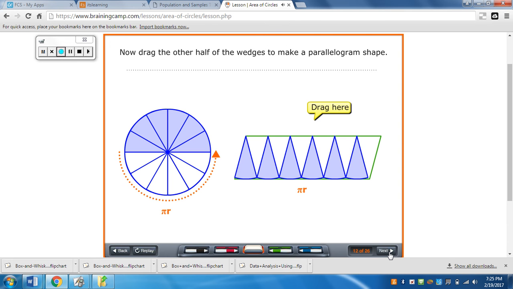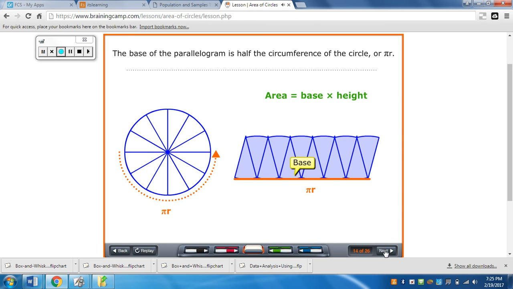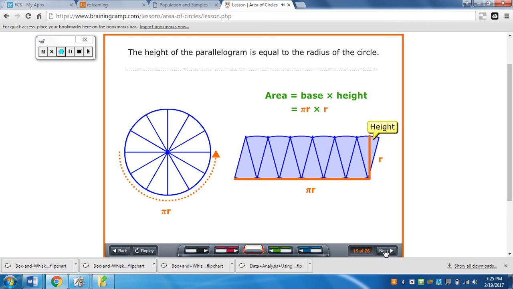Now drag the other half of the wedges to make a parallelogram shape. You may recall that the area of a parallelogram is base times height. The base of the parallelogram is half the circumference of the circle, or pi times r. The height of the parallelogram is equal to the radius of the circle.